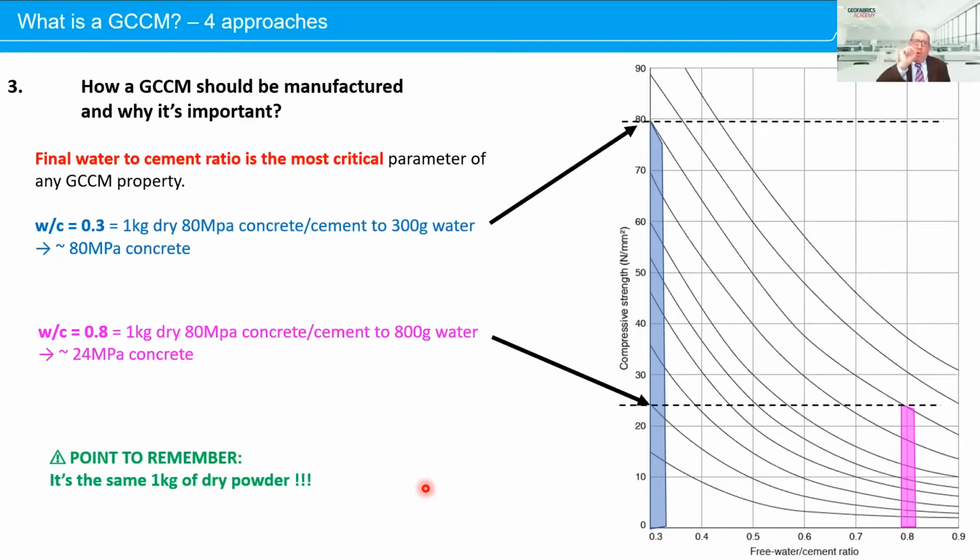What you've got to take away from this is it's the same 1 kilogram of dry powder. There are no additives added, there are no fillers, it hasn't been improved or anything. The only thing that's changed is the amount of water that's been in contact with the cement and mixed in, and that produces a decrease in compressive strength.